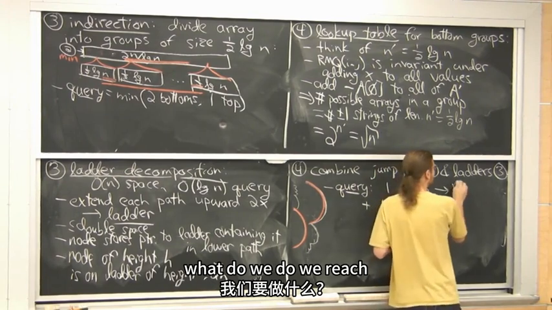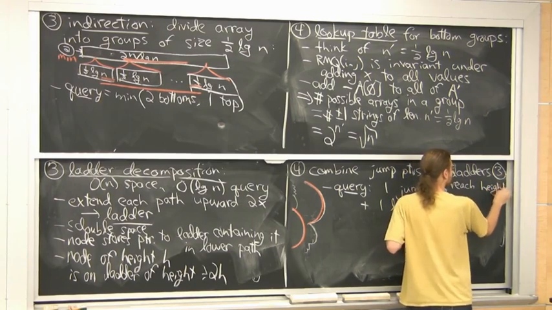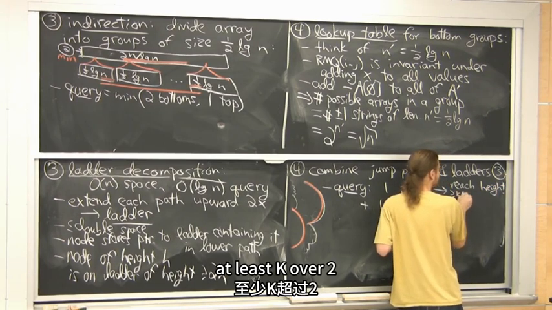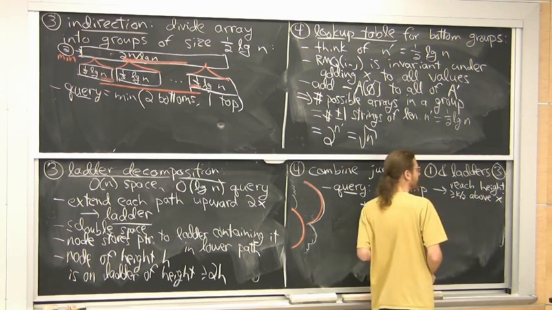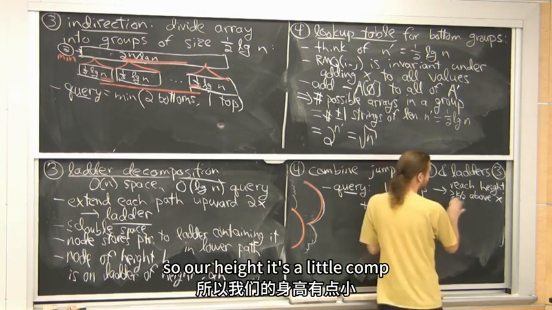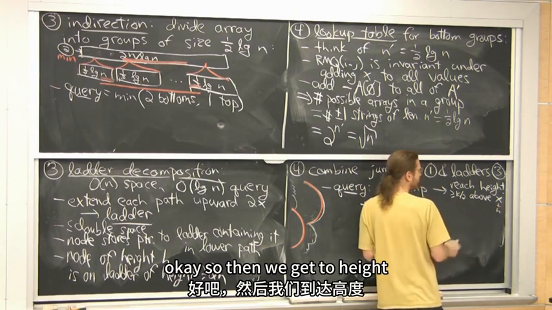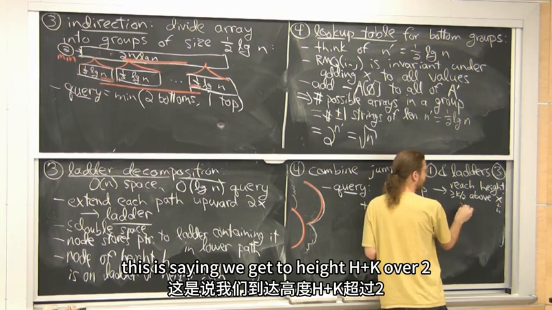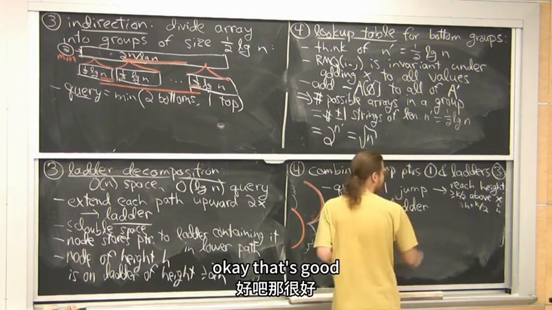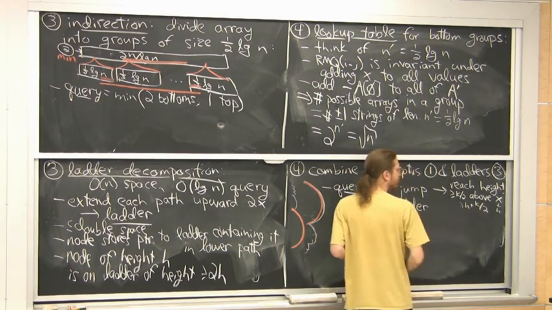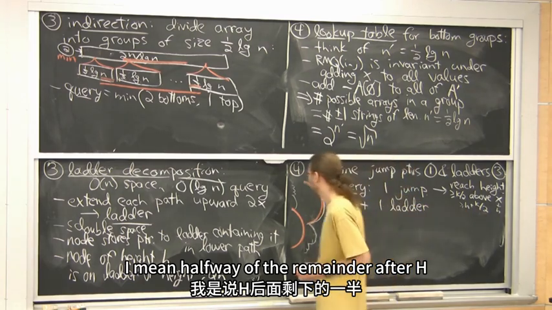What do we reach? Height at least k over 2 above x. Right? We get halfway there. So let's say x has height h. Then we get to height h plus k over 2. Okay, so that's good. This is a big height. Halfway there. I mean, halfway of the remainder after h.